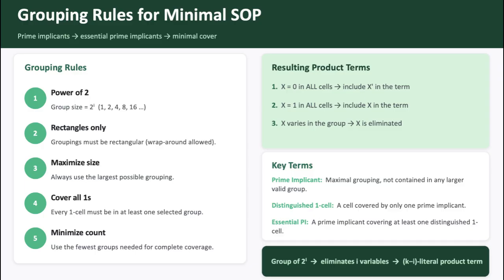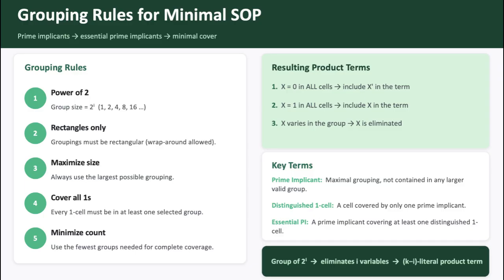On the right, I've summarized how to read the product term from a group. For each variable, if it equals 0 in all cells of a group, include the complemented form in the term. If it equals 1 in all cells, include the uncomplemented form. If it varies between 0 and 1 across the group, that variable is eliminated. That's the whole point of grouping.